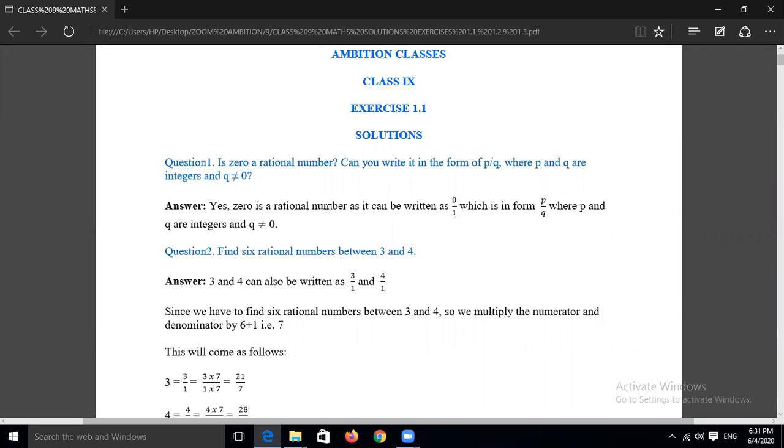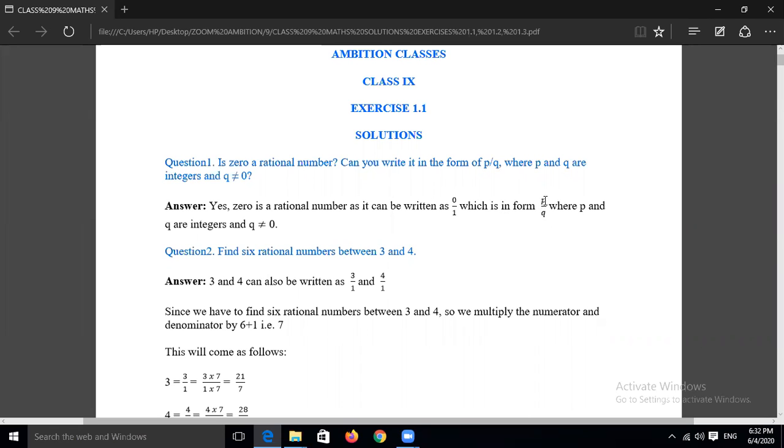0 is a rational number as it can be written as 0 upon 1, which is in the form P upon Q. Here 0 is P and 1 is Q, where P and Q are integers and Q is not equal to 0. So 0 can be written as 0 upon 1, in the form of P upon Q.